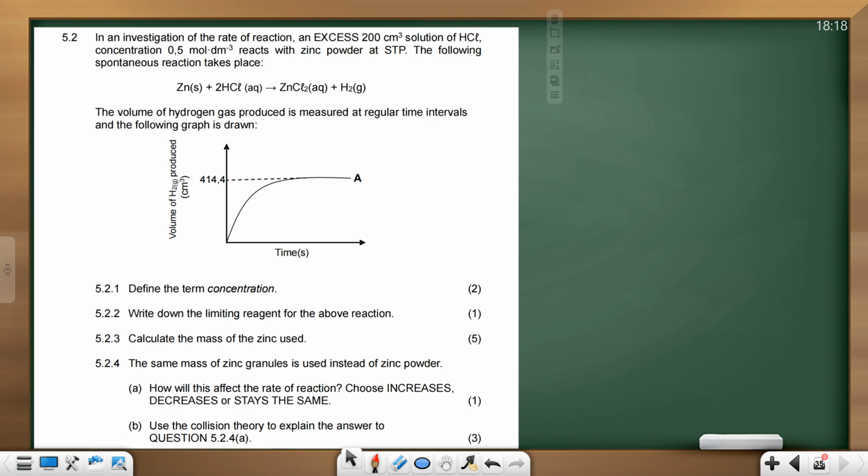In an investigation on the rate of reaction, excess 200 cubic centimeter solution of HCl, concentration 0.5, is produced at STP. The spontaneous reaction, the volume of hydrogen gas produced at regular intervals is measured and shown. Okay, so we have the volume produced. Total volume is 414.4.